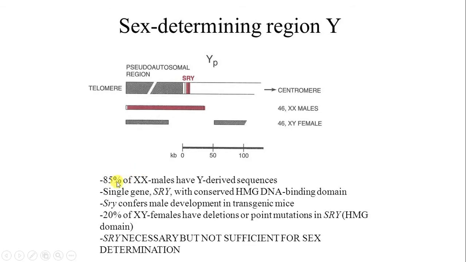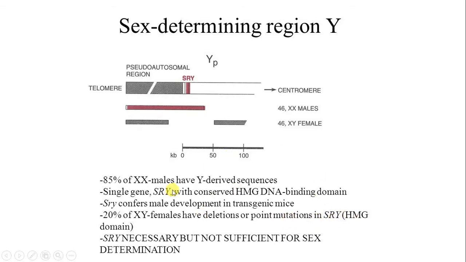So here we see in 85% of the excess male have the Y-derived sequence. This is the abnormal development. If there is excess double X, no Y genes, but there is Y-derived sequence present, that will lead to the development of XX male. Single gene SRY with no conserved binding domain, SRY confirms male development in transgenic mice.